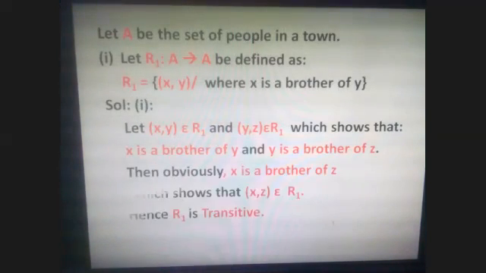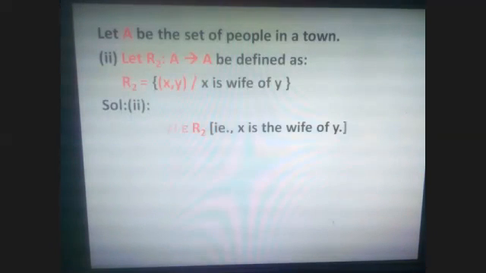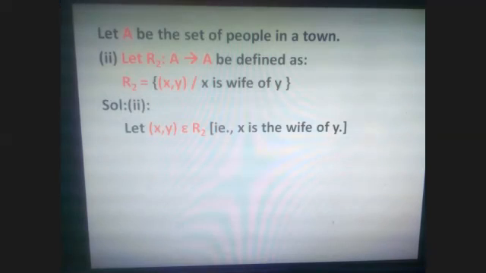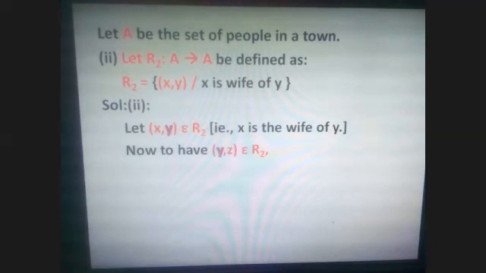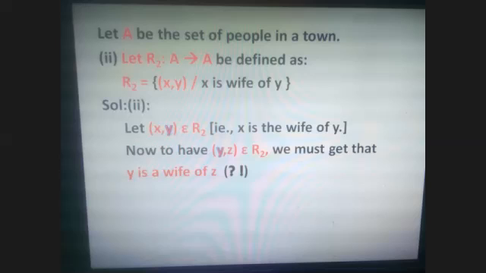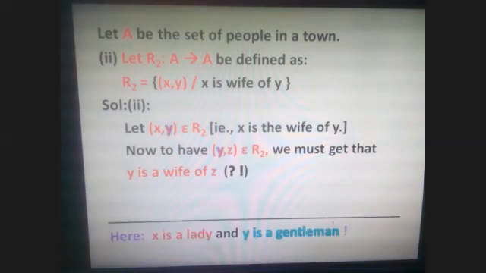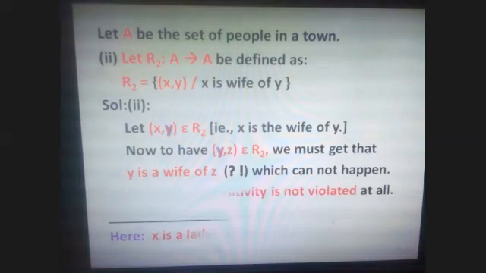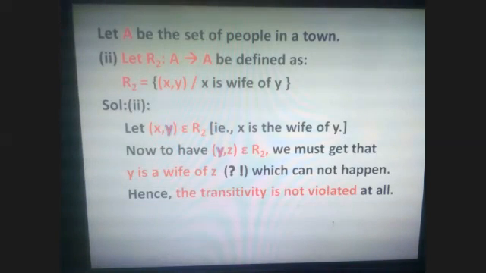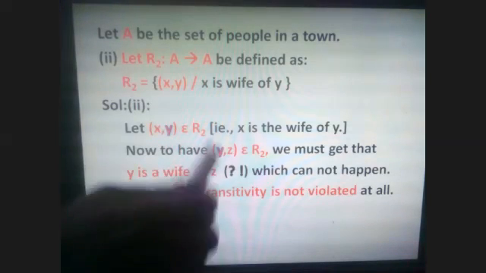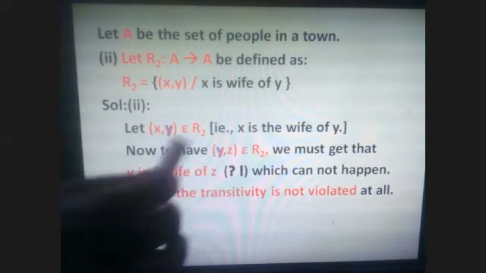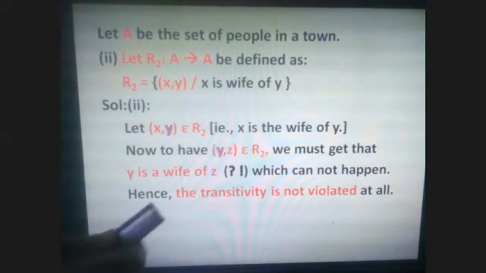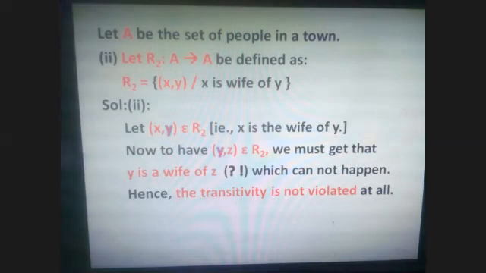Look very carefully. When (X, Y) is a member of R2, X is a wife of Y. Now to have (Y, Z) a member of R2, we must get Y is the wife of Z, which cannot happen. That means the transitivity condition is not violated here at all. You will not produce (X, Y) and (Y, Z). Only when you produce them do you have to guarantee (X, Z) for being transitive. If you do not produce them, it is still transitive.